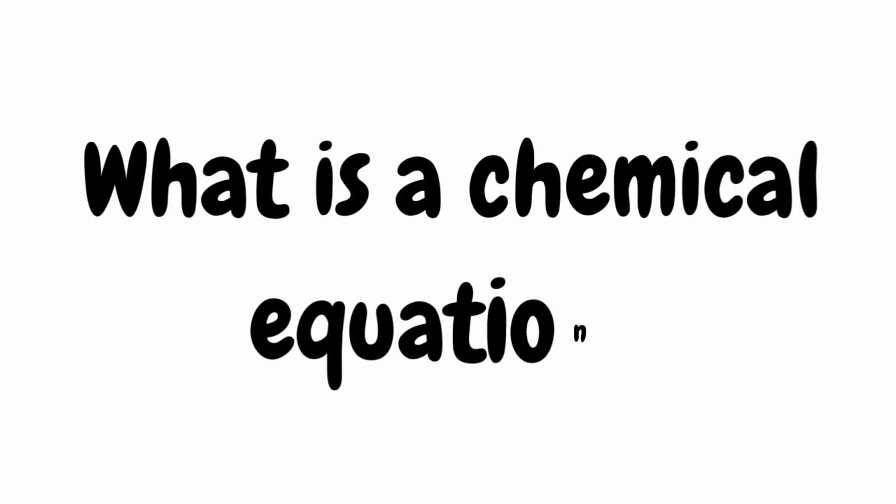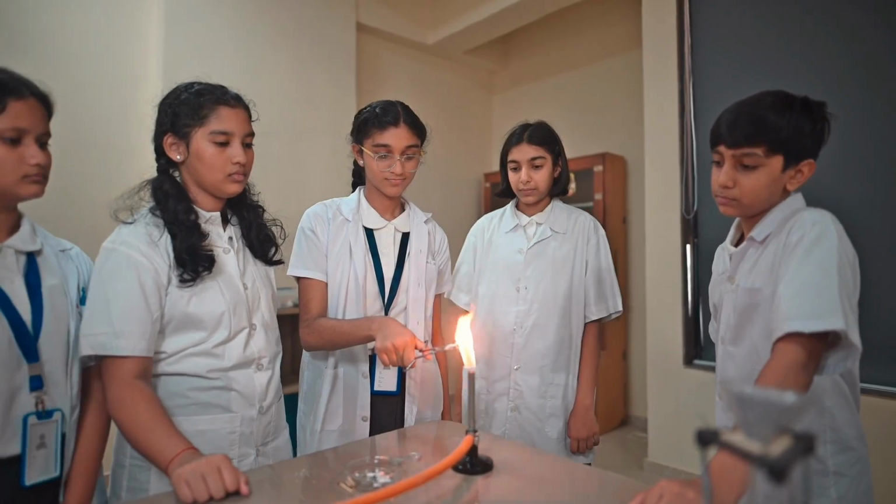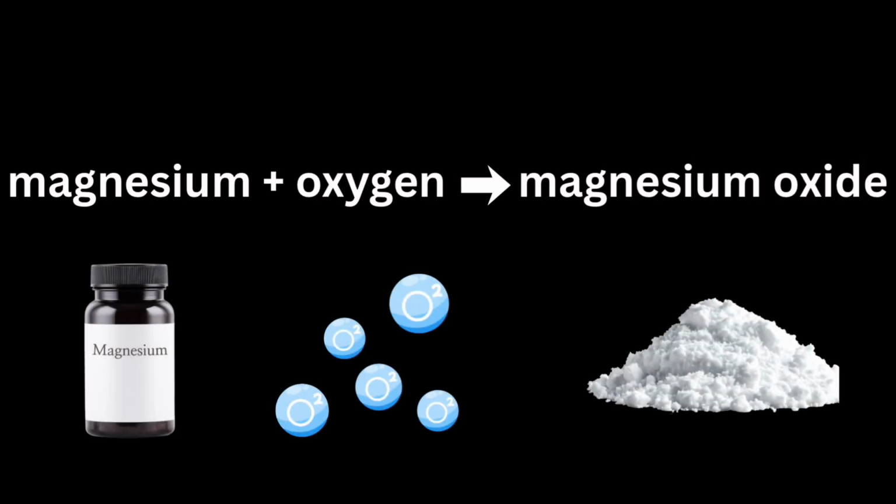Let's start by explaining what a chemical equation actually is. A chemical equation is a simple way of summarising a chemical reaction. For example, you might know that if you burn magnesium ribbon, it burns really brightly in oxygen and makes a powder called magnesium oxide. We can write a word equation to summarise this.